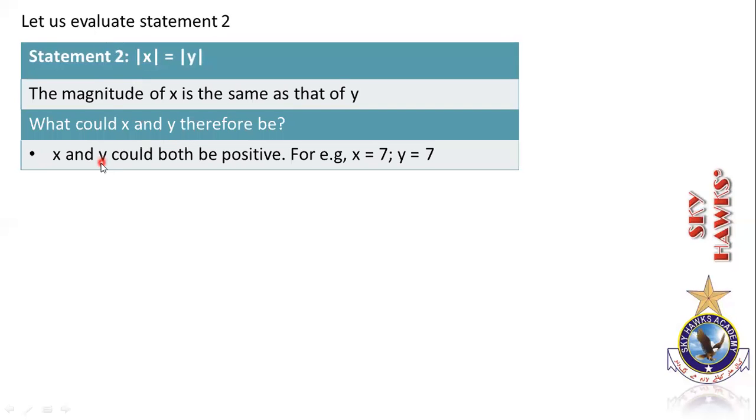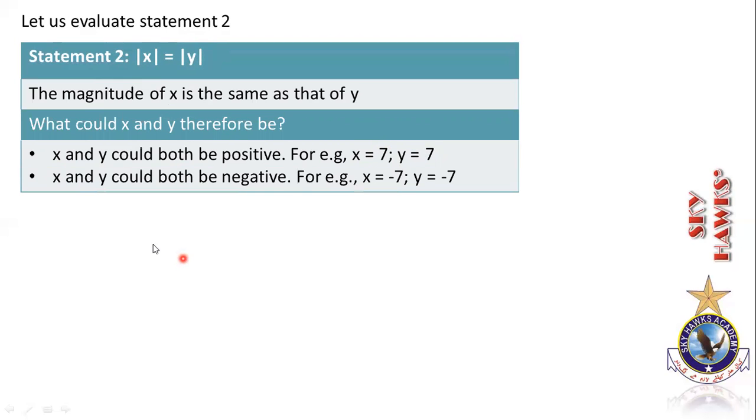The next question is, what could x and y therefore be? The magnitude is the same. If their magnitudes are the same, what is the possibility? x and y could both be positive, for example 7 and 7. If you take the absolute value of 7 and y is also 7, both are positive. This is the first possibility. Then we can equate their absolute values, the magnitudes are equal. The second possibility is that x and y could both be negative. As we know, to get the magnitude positive, we have to put the mod.